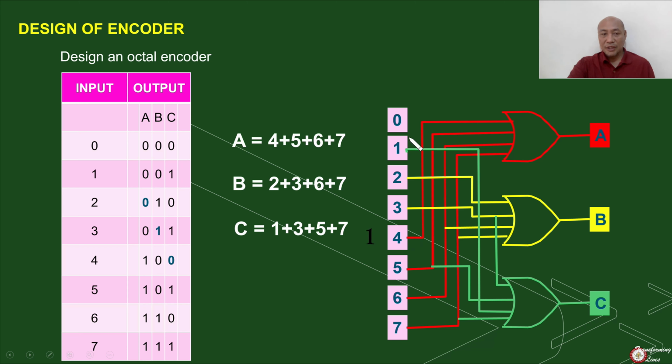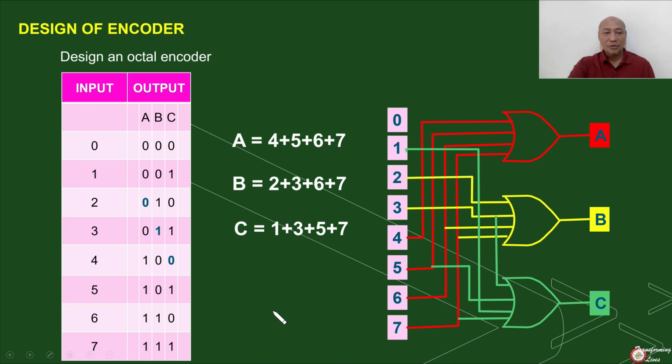So the rest will be equal to 0. So it's only 4 that will be equal to 1. Since the presence of 1 here will be equal to 1, this will be 1. The rest is equal to 0. 4 only entered into A, so therefore A will be equal to 1, whereas B and C will be equal to 0. So therefore 1, 0, 0. Is that correct? So 4 is 1, 0, 0.